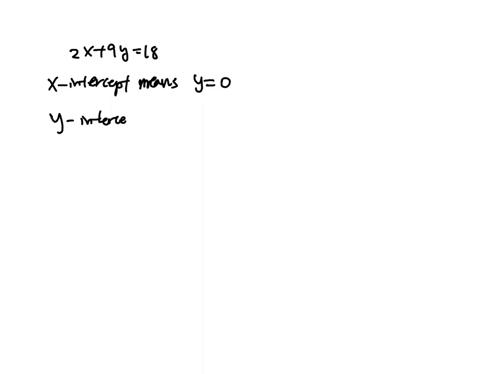So problem number 3. You have 2x plus 9y equal 18. And in this case, we're looking for the x and y intercept. So just remember, x-intercept means y equals 0, and y-intercept means x equals 0.